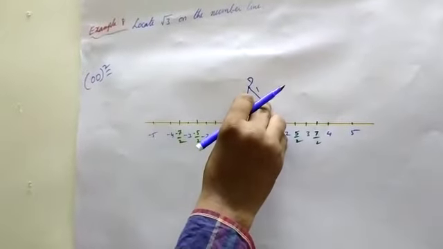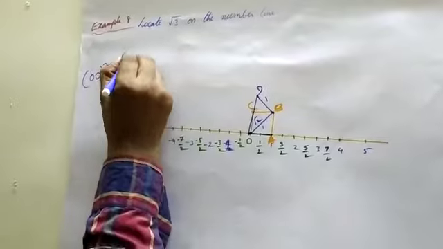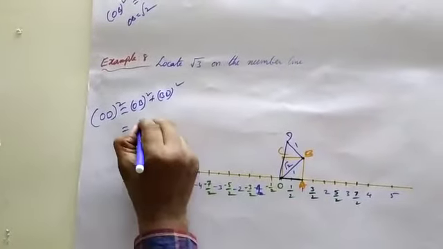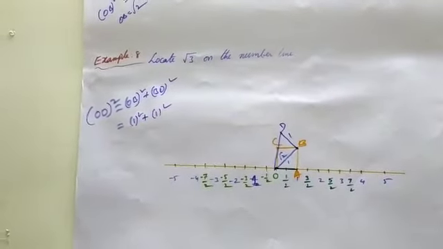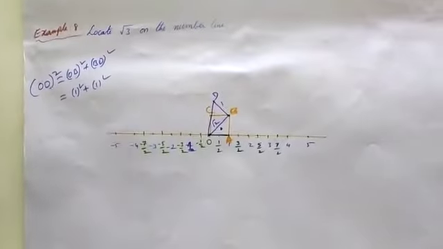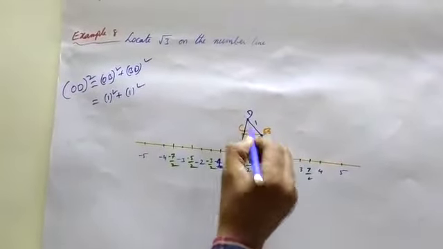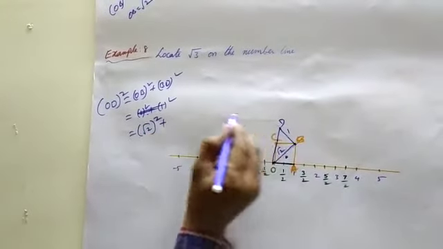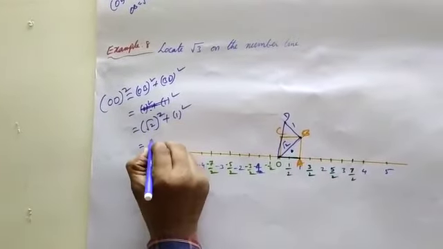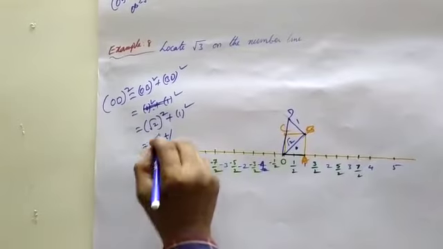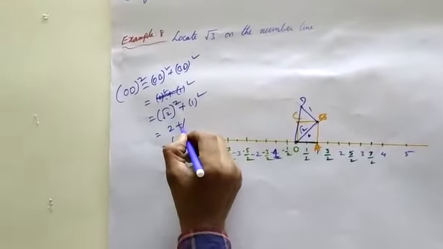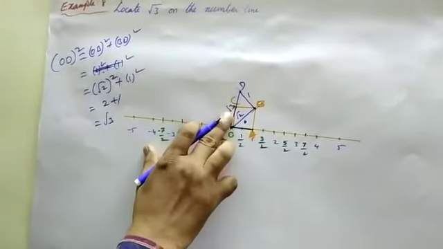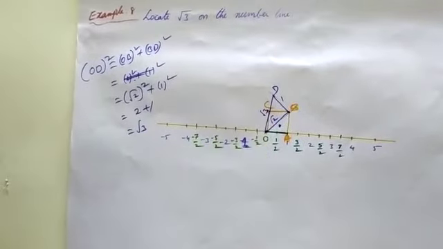According to Pythagoras, OD square is equal to OB square plus BD square. OB square is root 2 whole square, plus BD is 1 square. That is 2 plus 1, which is 3. So OD square is 3, which means OD is root 3.